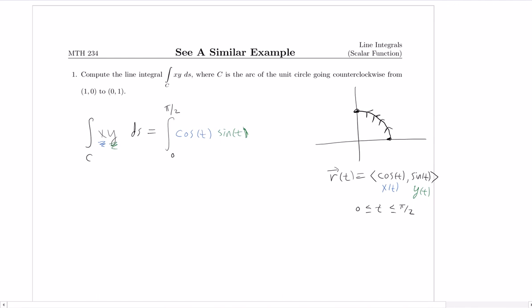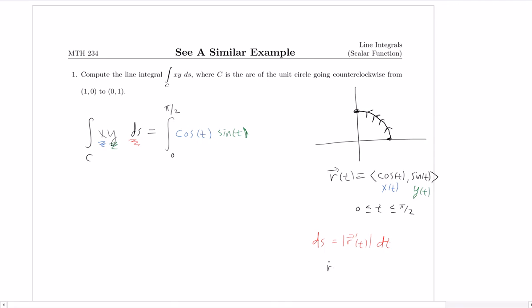and we still have to replace the ds, which I haven't said anything about yet. But ds, in general, is the length of the velocity vector times dt, or the length of the derivative of the parameterization. So we need to compute what that is.